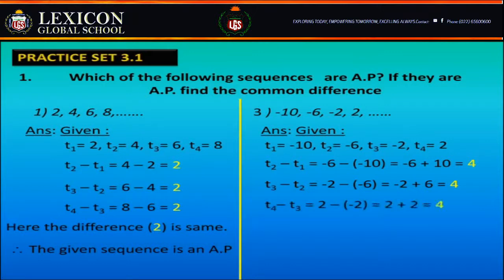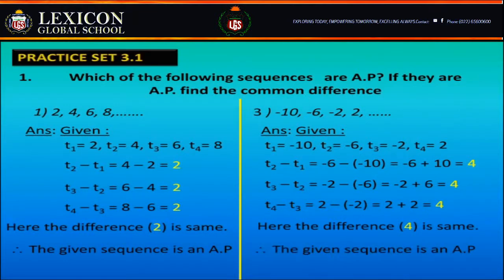Similarly, we'll find out for T4. T4 minus T3 is equal to 2 minus of minus 2. That means 2 plus 2 will give you 4. As you can see, the common difference here again is the same, and that is 4. Therefore, I can say that this given sequence is an AP.